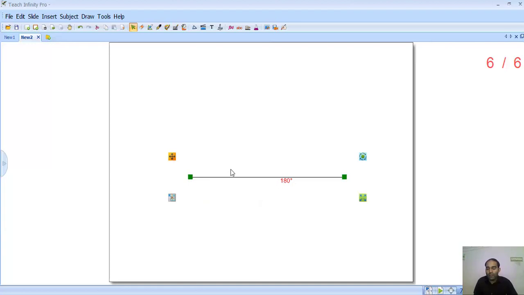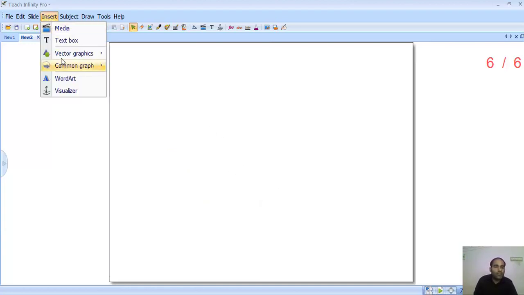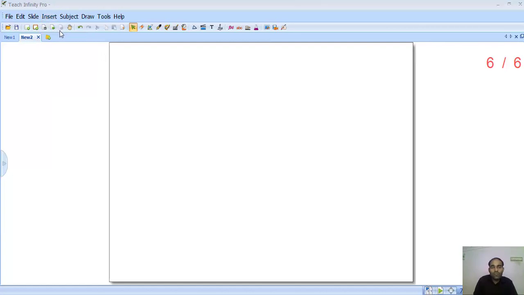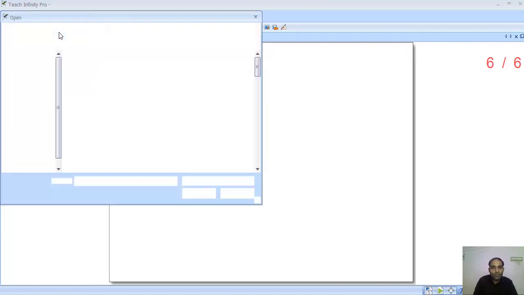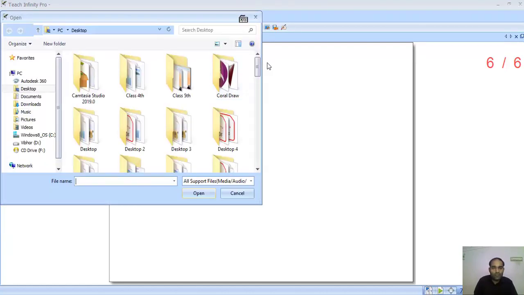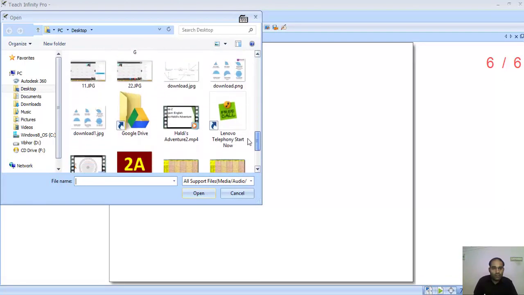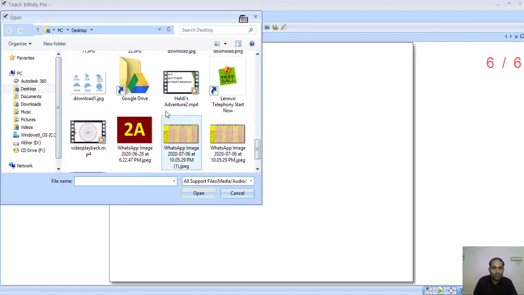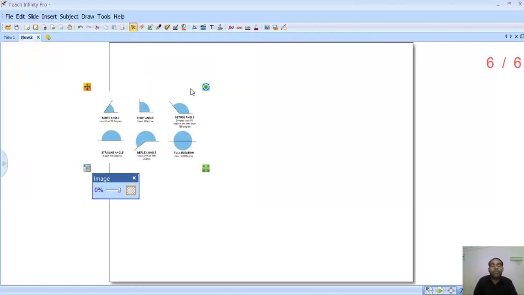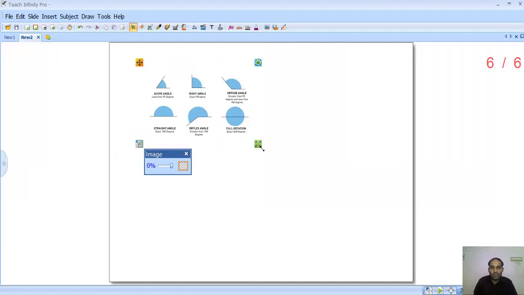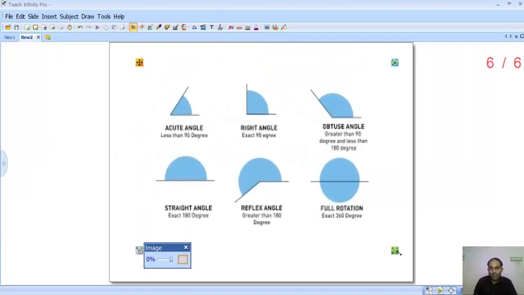Okay, now let me take one image to explain to you. Wait for a minute. Let me insert the image here. And where's the image? Yeah, it's here. Yes, let me increase the size. Okay, great. Now let me take my pen.